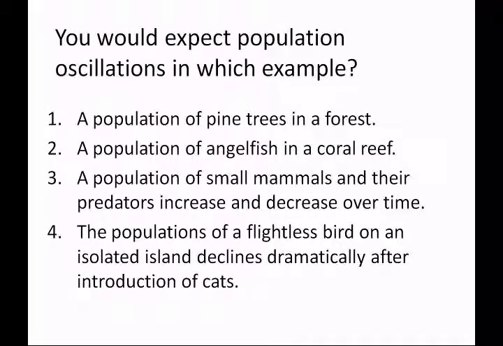So which of these population oscillations would you expect to happen? If you look at this question here, in which one of these examples would you expect population oscillations? What do you think? Okay, so that's the answer: the population of small mammals and their predators are going to increase and decrease over time, and they happen together.